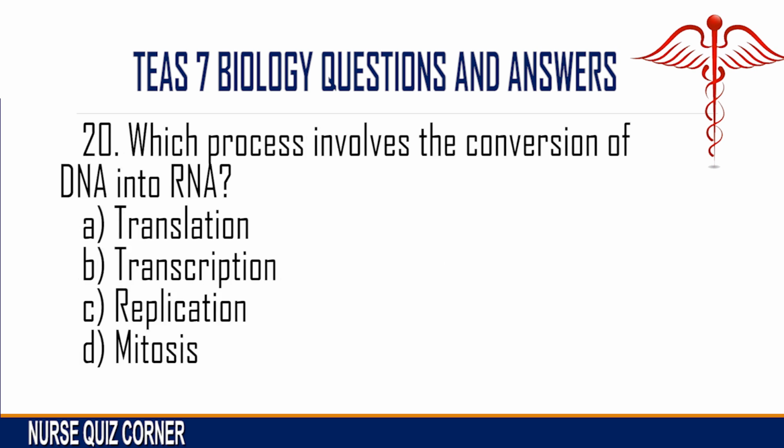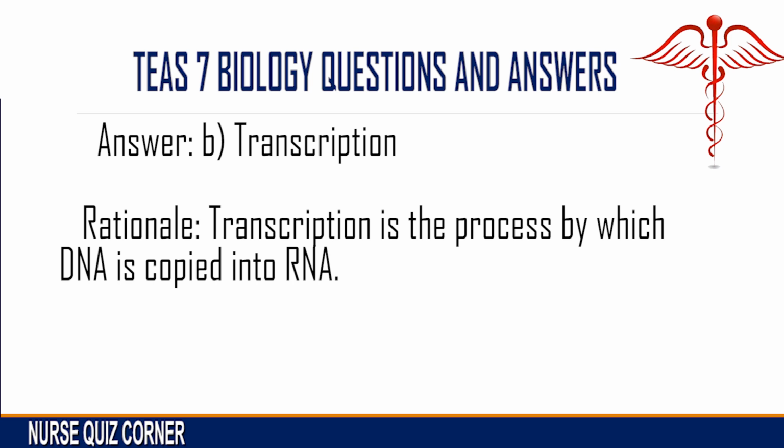20. Which process involves the conversion of DNA into RNA? A. Translation. B. Transcription. C. Replication. D. Mitosis. Answer: B. Transcription. Rationale: transcription is the process by which DNA is copied into RNA.